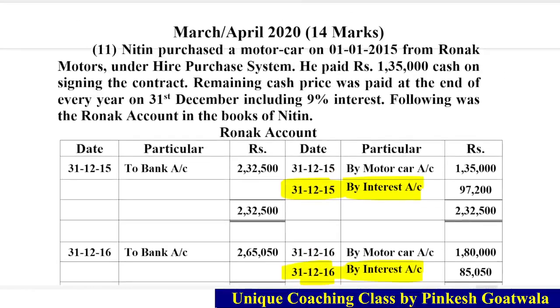We have an amount of interest on different dates. First of all, it was purchased on 1st April 15, and they also give a down payment of 135, and it is clearly told that the remaining cash price was paid at the end of every year on 31st December. Okay, it was purchased in 1st April 15, right, and when is the remaining payment made? 31st December.